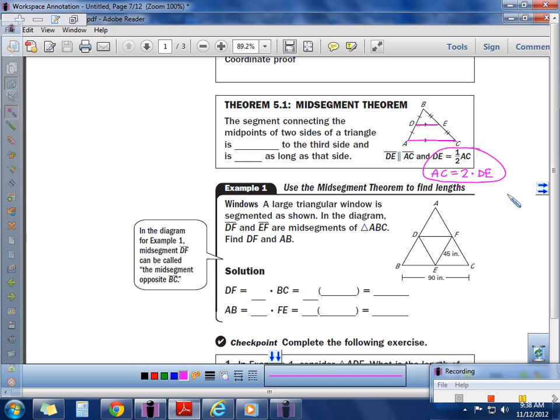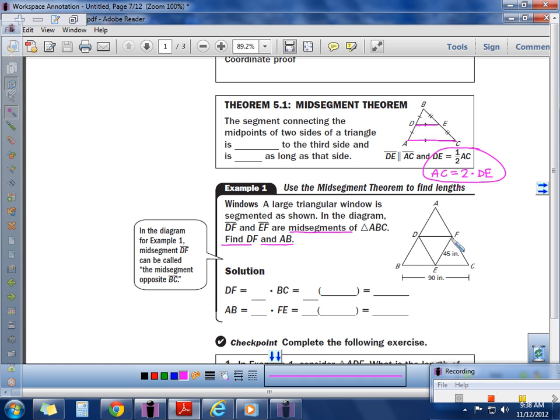So we're going to apply it to this example down here. A large triangular window is segmented as shown in the diagram. DF and EF are midsegments of triangle ABC. Find DF and AB. This is a critical thing. It tells us they're midsegments. Remember, midsegments are formed by connecting what? Midpoints. So I connected these midpoints, these, and these.